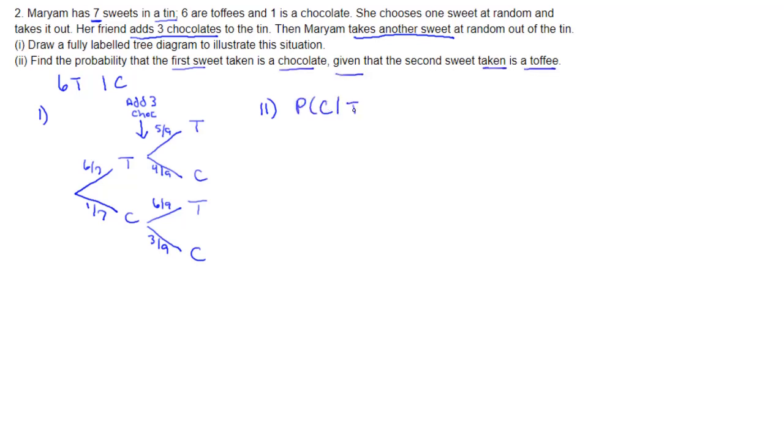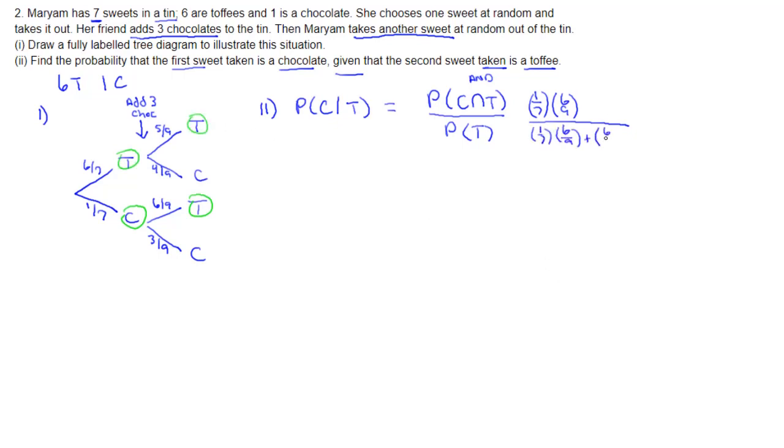Now, in part 2, we're supposed to find the probability the first sweet is a chocolate, given the second one's a toffee. So the probability of it being chocolate and then a toffee is going to be 1/7 times 6 ninths. And then the probability that it's a toffee, there's 2 ways that can happen. That's going to be 1/7 times 6 ninths plus 6/7 times 5 ninths. And now all we've got to do is simplify the numerator and the denominator and figure out our answer is 1/6. All right, let's look at the next one.